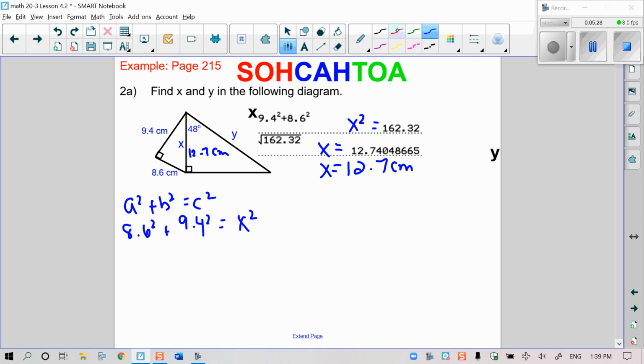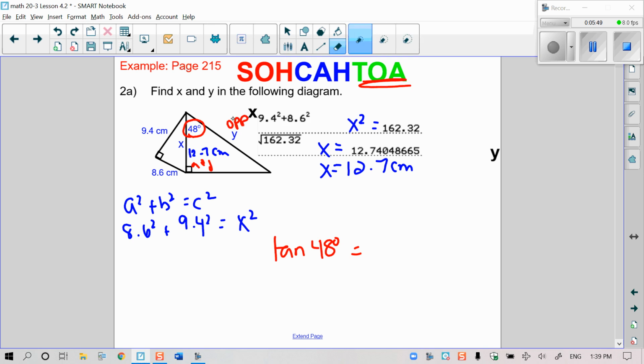So if I now know this is 12.7, look at your angle. I have an opposite, and this one here is an adjacent. Opposite and adjacent is tangent. So if I write this out, tangent of 48 degrees is equal to, no, sorry, let's look at this again. This is a hypotenuse. I did this wrong. Let's look at this again.